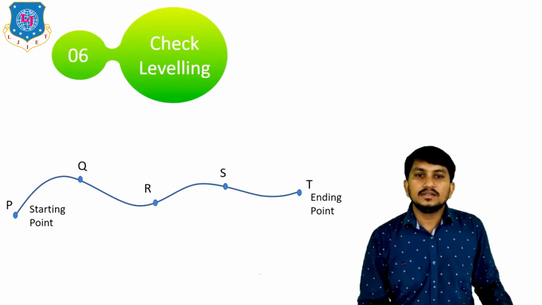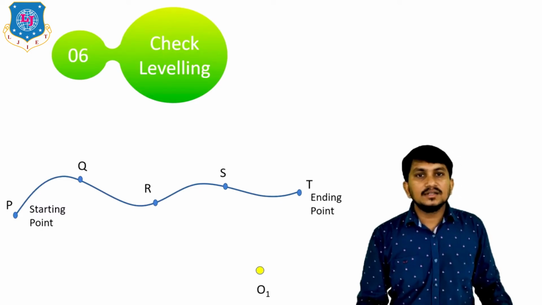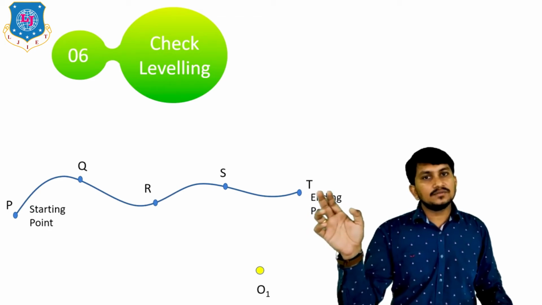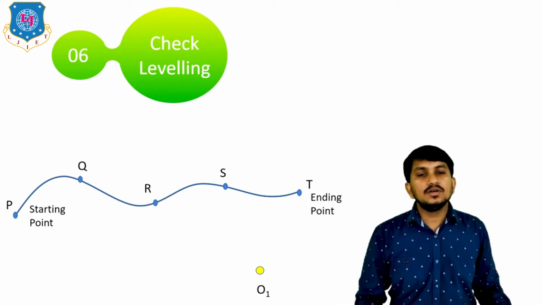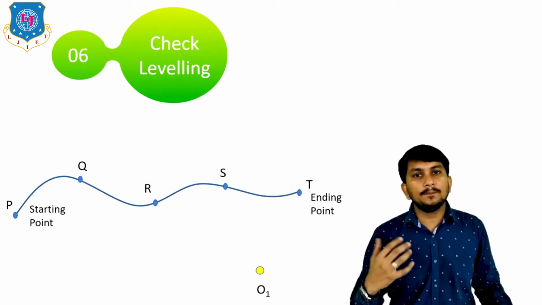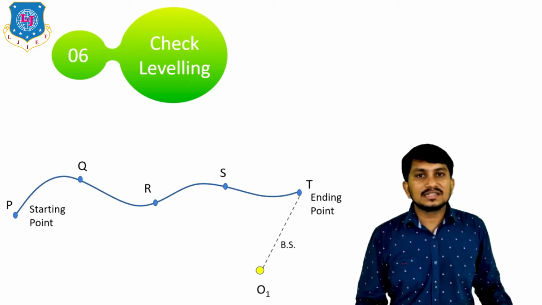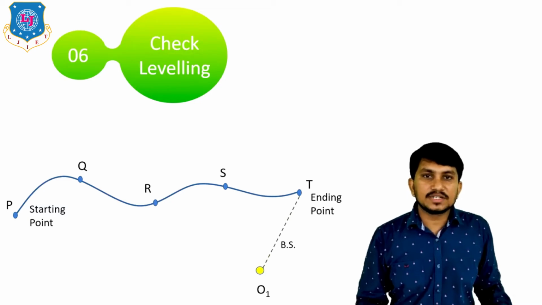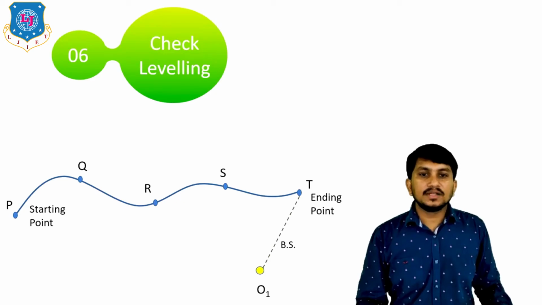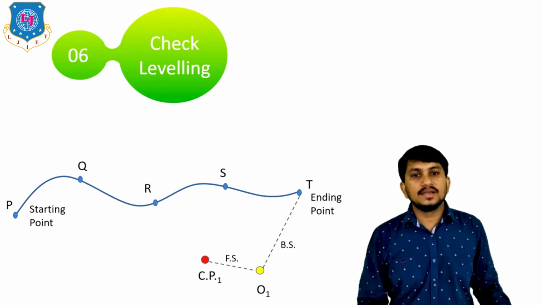Okay, like this. Suppose this is a station number O1. Here only first reading and last readings are taken because in between the levels of the points are already calculated. So we are just checking the work which we have completed in the whole day. From setup O1, first we will do staff reading at station number T, which is the ending point, which is called as BS because it's the first reading. After that, the last reading is taken from setup number O1, which is called as FS.